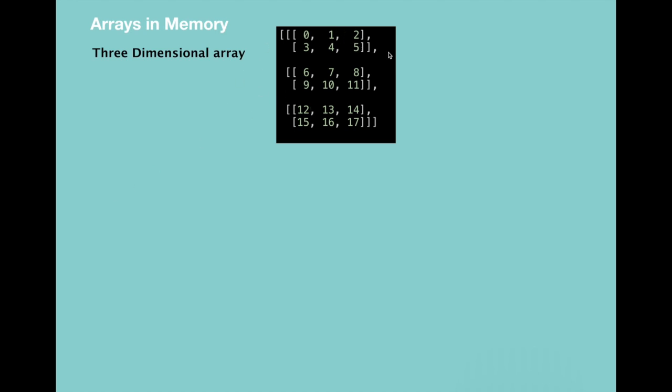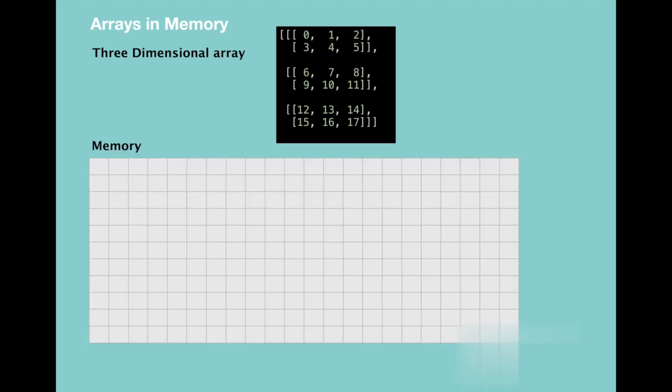Let's see how this three-dimensional array is represented in memory. Once again, it's going to be like a one-dimensional array. It will be represented in a single row.